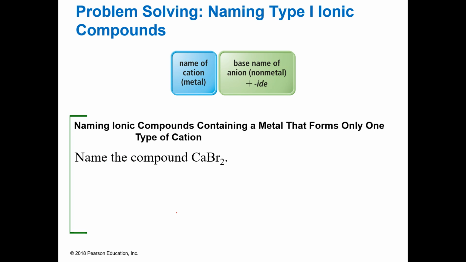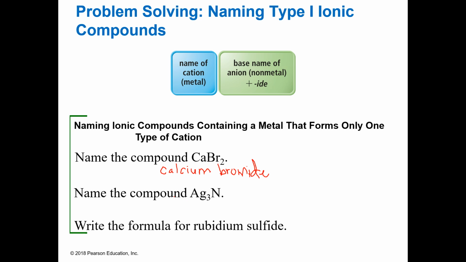Okay, so let's look at a couple examples. Let's start here. Let's name it. I have calcium, which is our metal, and it holds its elemental name. And then instead of bromine, it's going to be bromide. All right, let's look at another one. Here we have Ag, which is silver. N will be nitride, so it will be silver nitride.